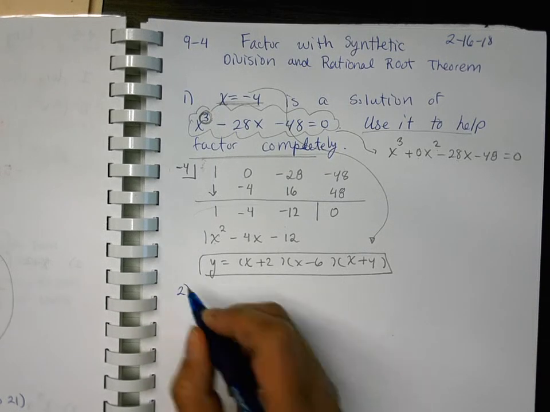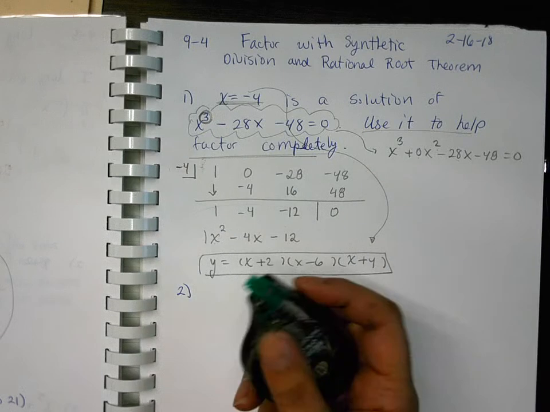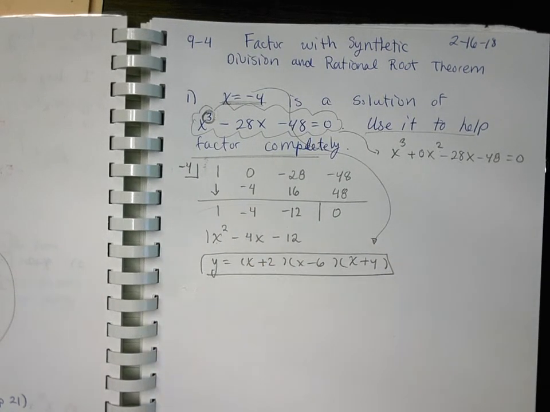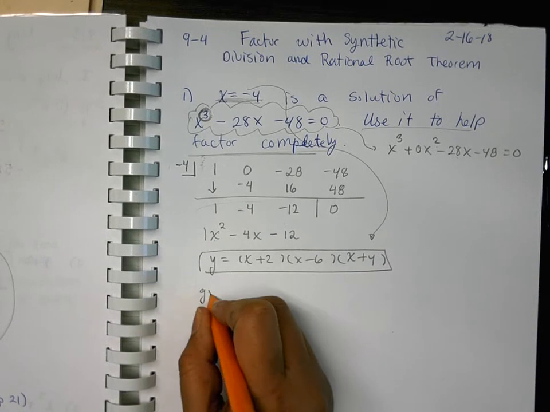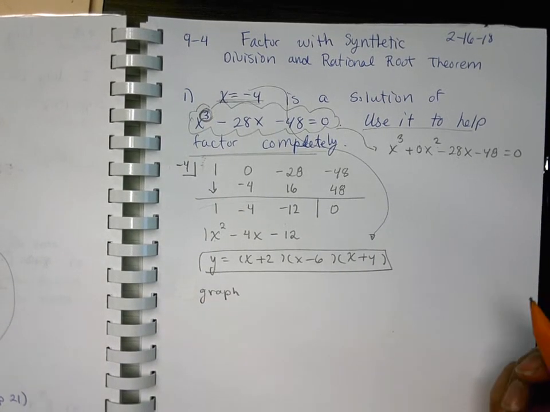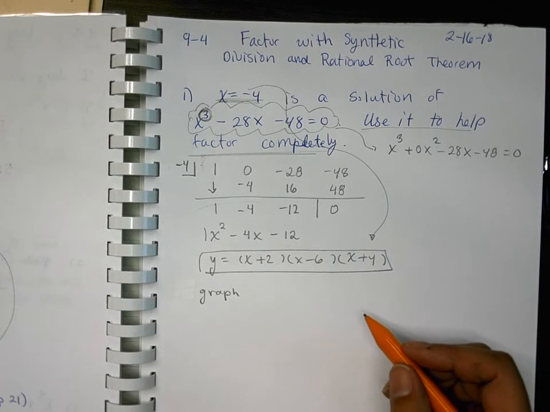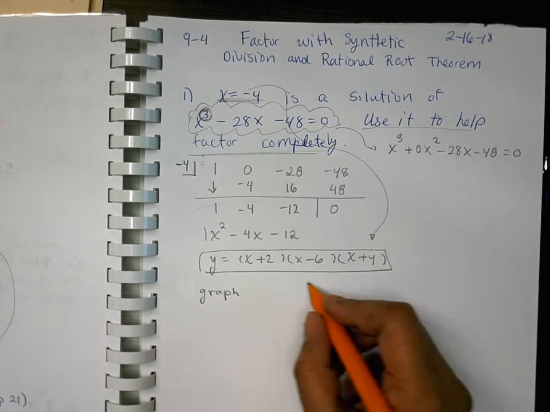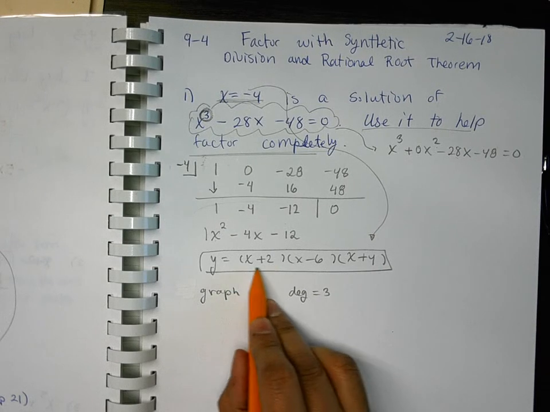Okay, number 2. Actually, we're going to graph. You can leave the 2 there and call it 2, but we're going to graph this one. Do we have enough tools at this point to graph? Yes? All right. Let's take a look at end behavior, like the high-low business. What's the degree here? Degree is 3. Is it positive or negative?